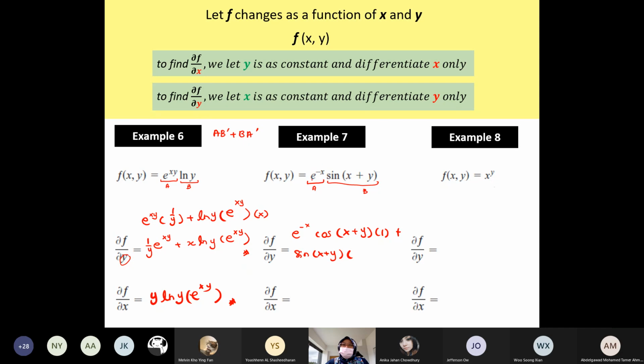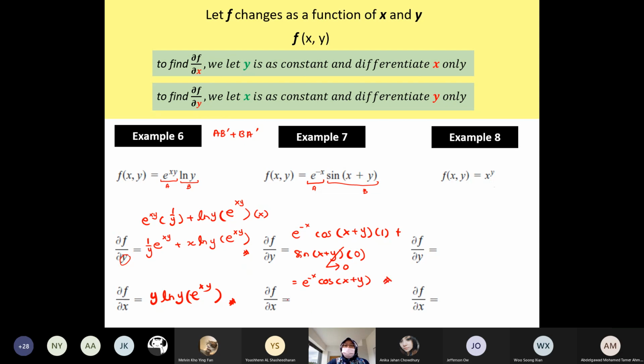Okay, differentiate e to the power of minus x. Okay, so this one is x, but you want to differentiate with respect to y. So this one becomes 0. So everything here is equivalent to 0. The only answer that you have is e to the power of negative x cosine x plus y.